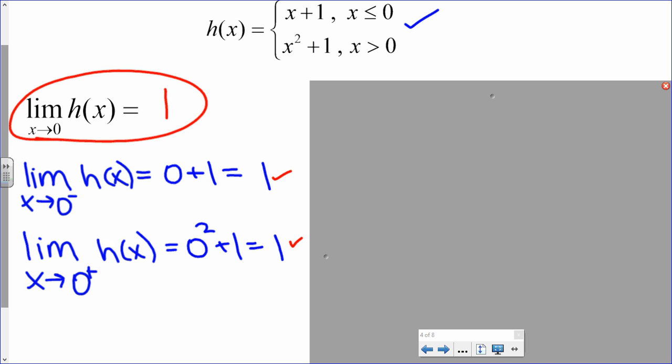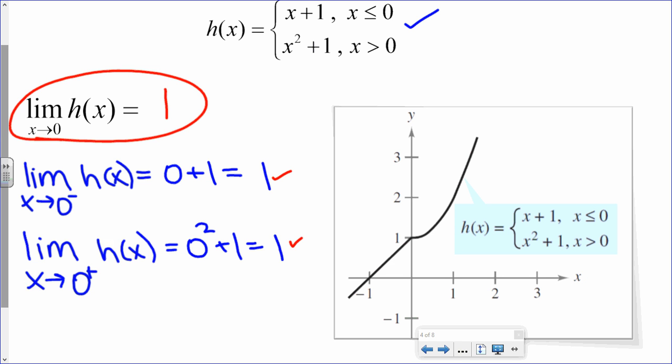Now, tomorrow on the quiz, you do not get full credit for saying 1. You get full credit for showing me right and left hand limits both equaling 1. Making the limit 1. Okay? Let's look at the graph and see why that is.